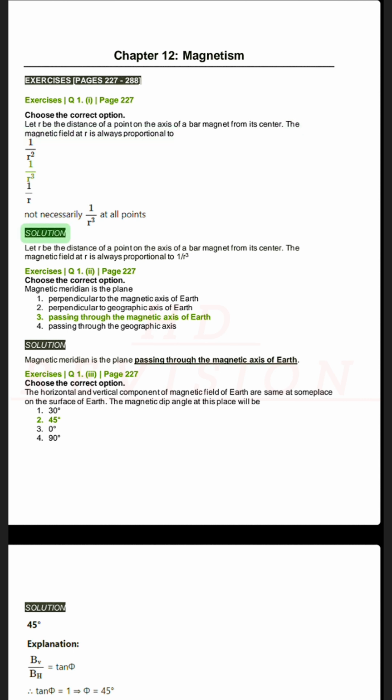Solution. Let R be the distance of a point on the axis of a bar magnet from its center. The magnetic field at R is always proportional to 1/R^3.